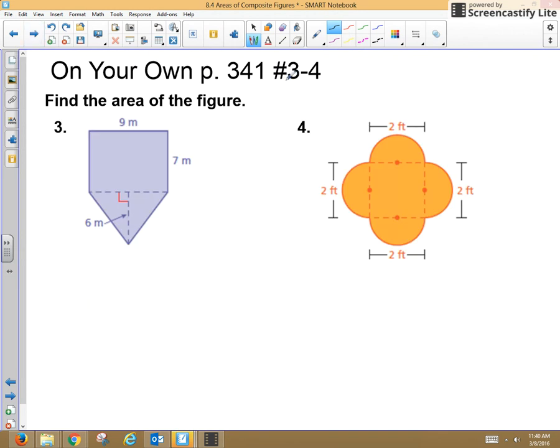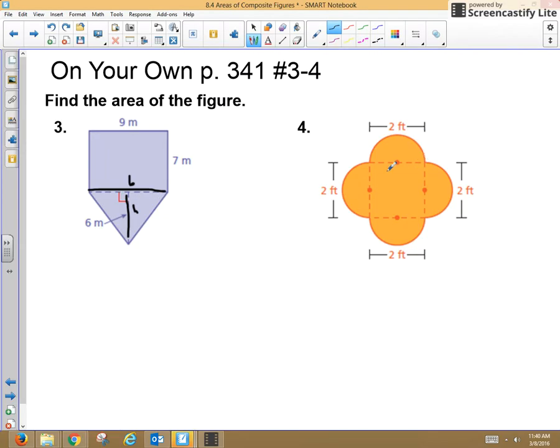Right now, I'd like you to try on your own numbers 3 and 4. Here you have a rectangle and a triangle. Remember, the formula for triangles is 1/2 base times the height. This would be your base, and here would be your height.